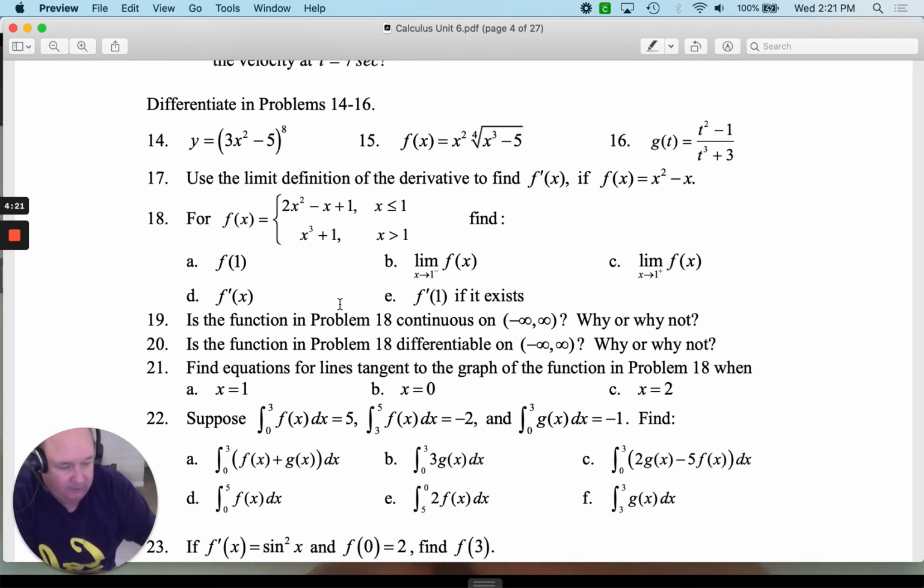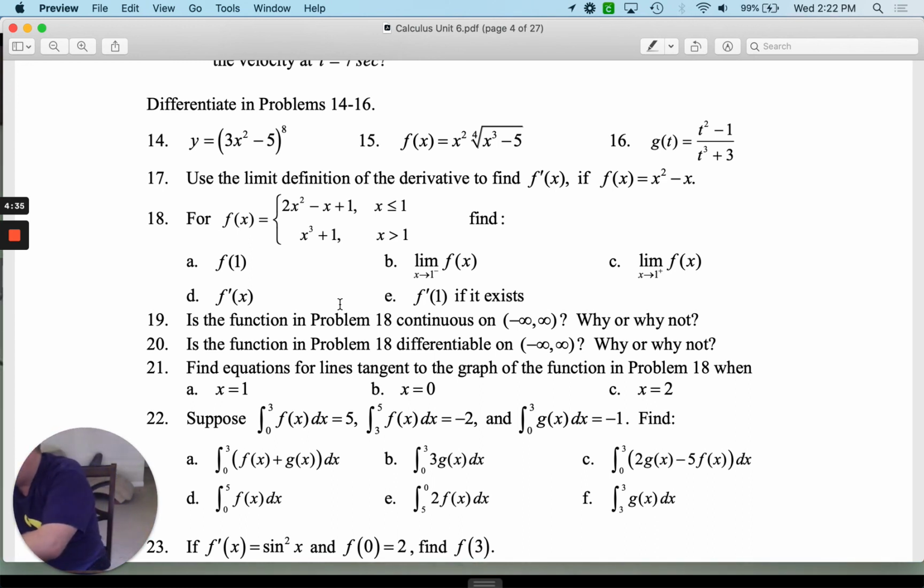What's f at 1? So is it the top piece or bottom piece where it's equal to 1? And it's the top one. So just plug 1 into the top and you get 2. 2. That's the answer. B. I should have my answer key ready here just to double check so I don't make a mistake. Part B. Can you find the limit as x approaches 1 from the left? So that's plugging 1 into the top. We just did that. The answer is 2.